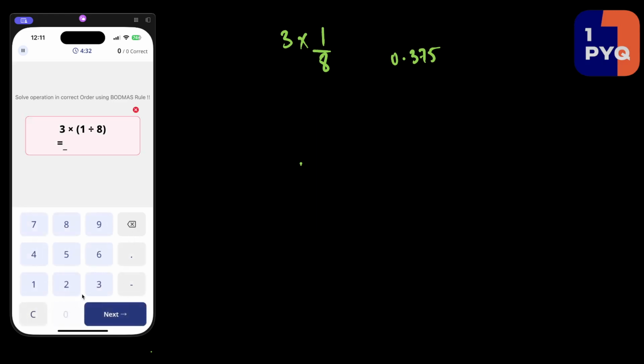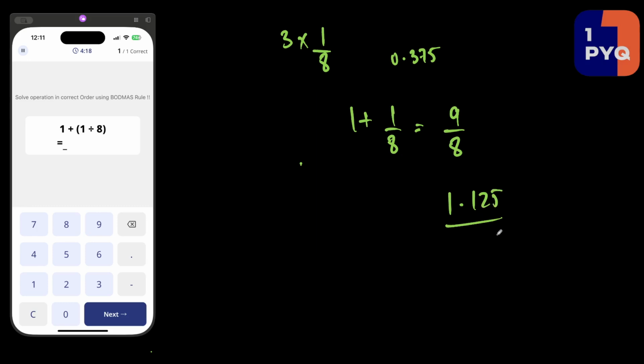No, 0.38 might work here. Yes, 0.38 worked well. So 1 plus 1 by 8. This has to be solved as 9 by 8, and 9 by 8 calls for 1.125. The answer to this after rounding off would be 1.13. When I enter 1.13, this is the answer, and it is the correct answer.